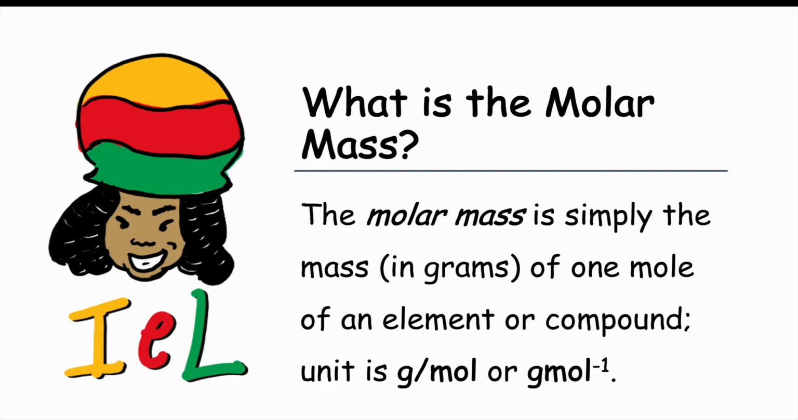The unit for molar mass is grams per mole, which is written either as g/mole, where the slash means per, so grams per mole, or it can be written as g/mol to the -1, where -1 applies to the mole, meaning per mole. You can use either format. There is no stipulation on using one over the other. Whichever you're comfortable with, go ahead and use that notation for writing the unit grams per mole.